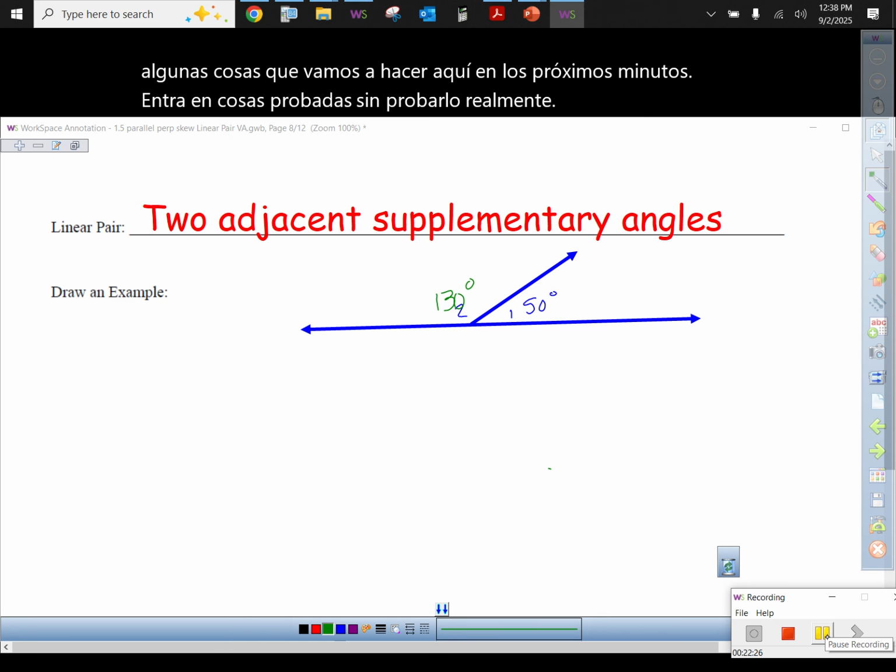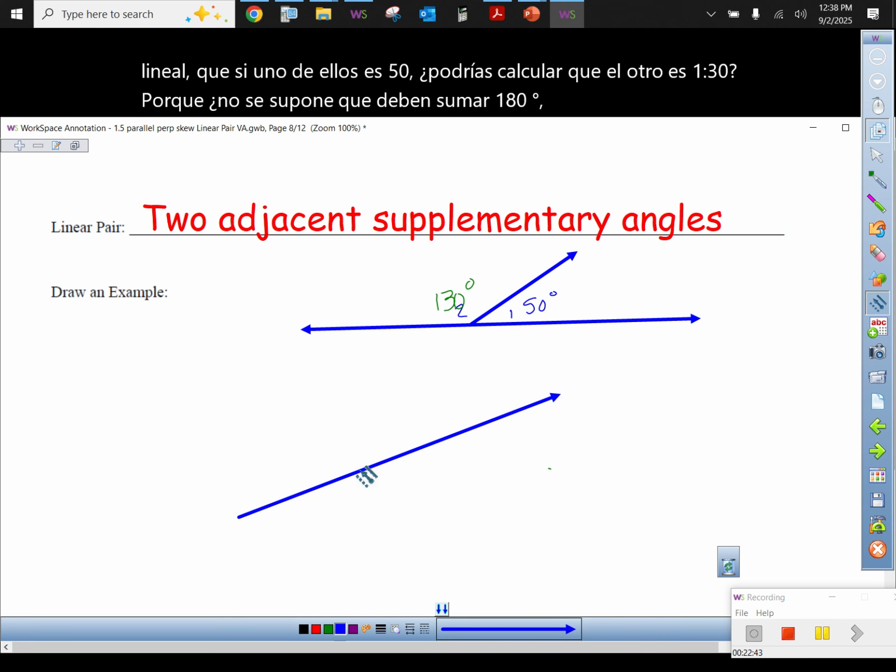You just proved a theorem, guys. It's called the linear pair theorem. If you have one of them being 50, could you figure out the other one being 130? Because aren't they supposed to add up to be 180 degrees, right? So I'm going to change the numbers here real quick. You don't need to draw this, but if I had this being 160 degrees, could you figure out what that one's got to be right there?